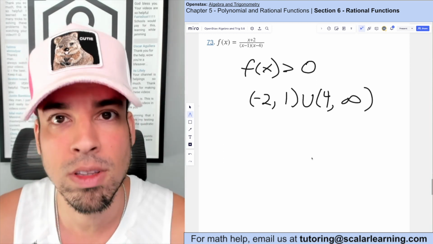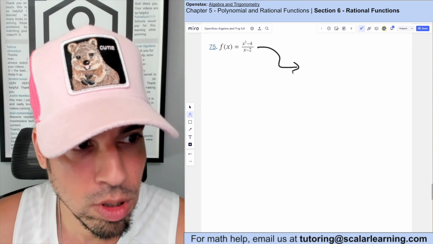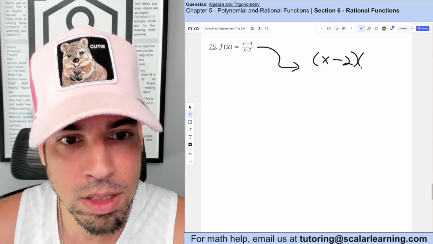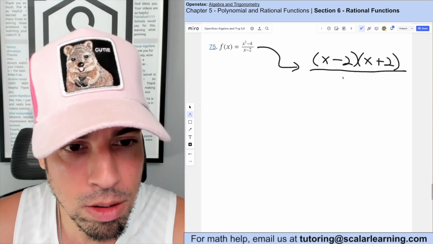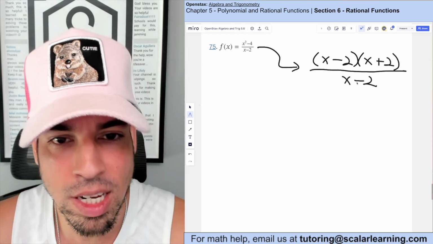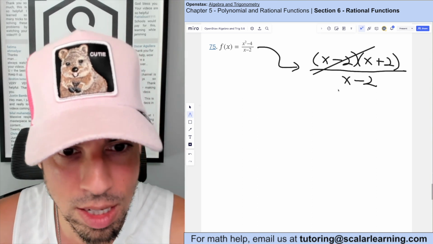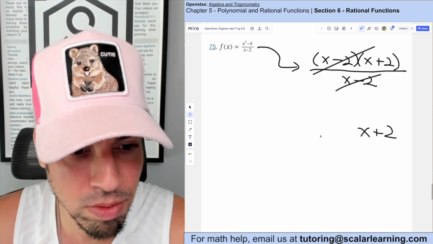There's your answer. Done. For this question, we're meant to identify the removable discontinuity, and to do that, we have to start by factoring the numerator and denominator. The top is a difference of squares, (x - 2)(x + 2), and the bottom, you can't do anything with it. It's just x - 2. Then we can see if we can cancel anything out, which we can. We cancel out the x - 2, and we're left with just x + 2 for the simplified function.